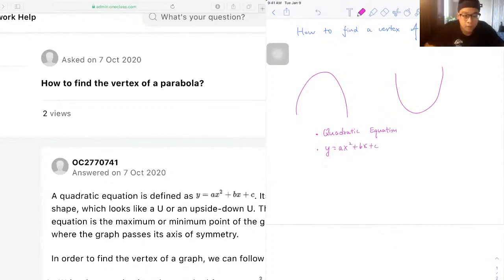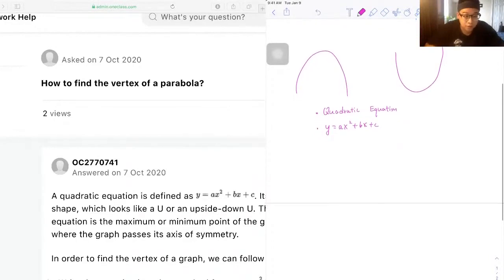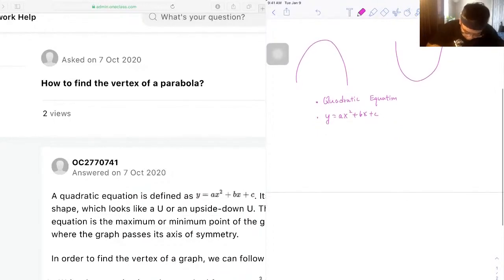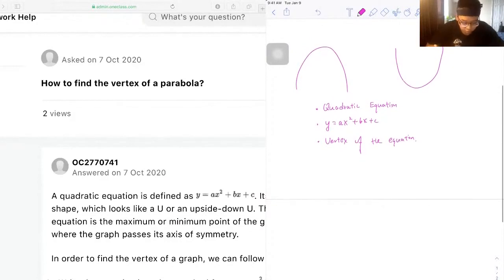Right. So this graph has a parabolic shape, which looks like a U or an upside down U, and the vertex of the equation, let's write it down, the vertex of the equation will be either the maximum or the minimum point of the graph.